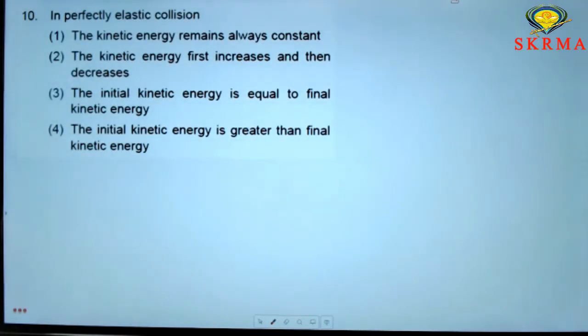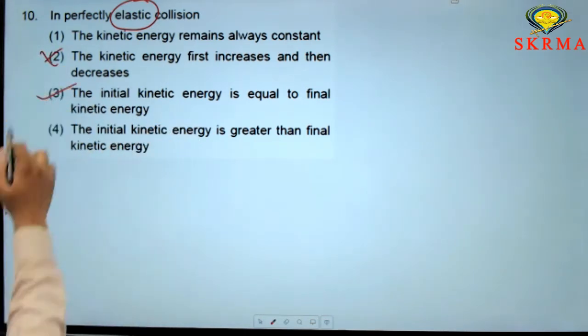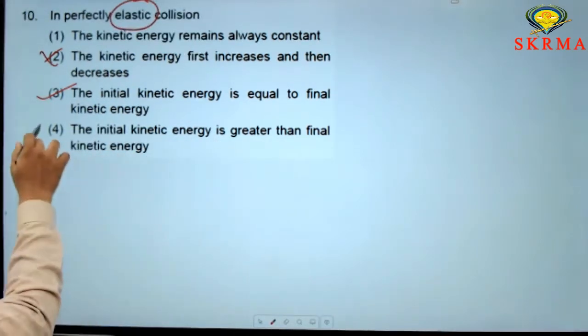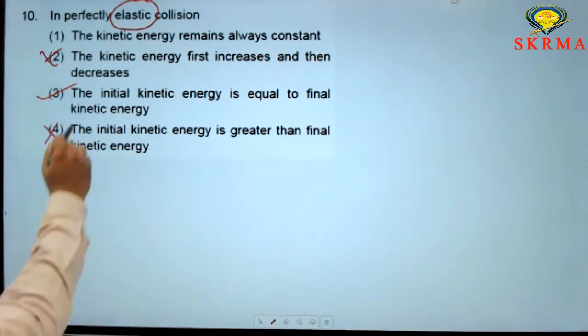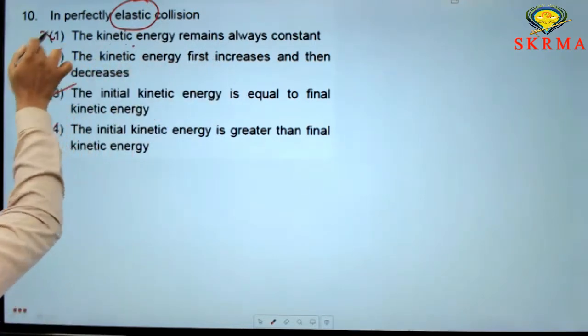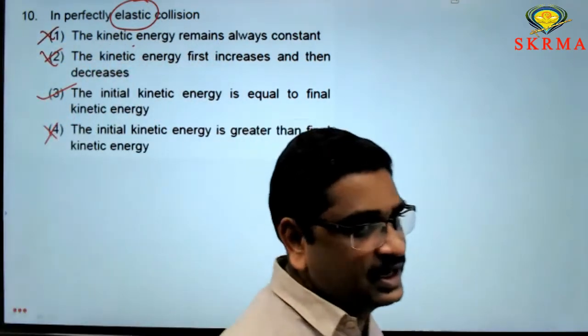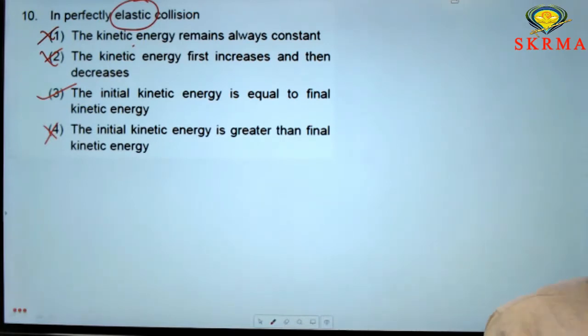Next, in a perfectly elastic collision, kinetic energy remains always constant. Or, kinetic energy first increases, after that decreases. Or, initial kinetic energy is equal to final kinetic energy. Next, initial kinetic energy is greater than final kinetic energy. Next, the kinetic energy remains constant. No, because the kinetic energy of some particles decreases and for some particles it increases, but the total kinetic energy is constant, not individual. Total should be constant.